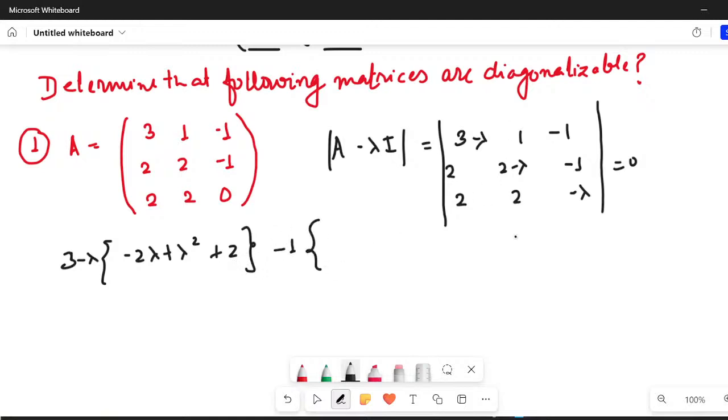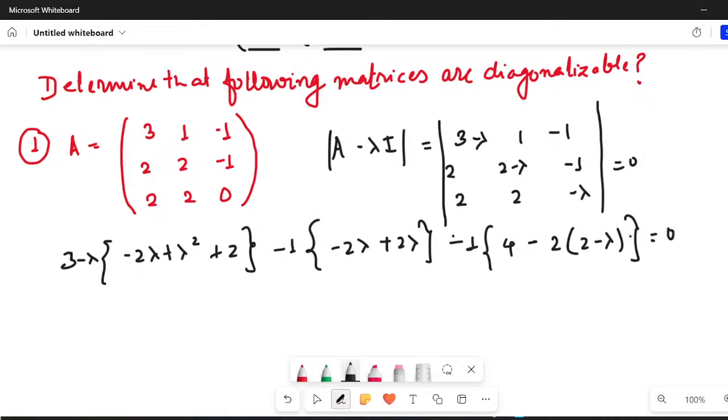minus 1, this will be, okay, and then minus 1, 4 minus of 2 minus 2 lambda equal to 0. Okay, so this is 1, and what I'm getting, 3 minus lambda here. Here I'm getting lambda square minus 2 lambda plus 2.